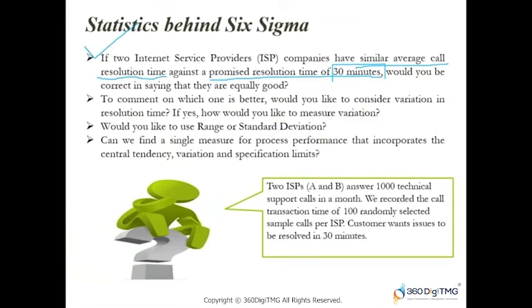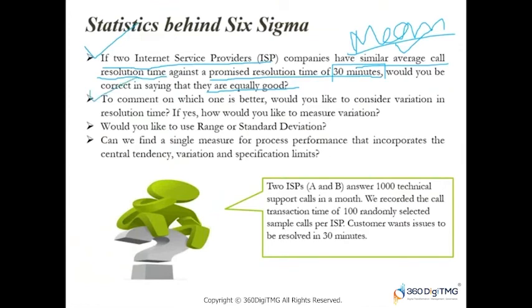Now, when you have taken the average, you have seen that both of these internet service providers on average have the same resolution time. Would you be correct in saying that they are equally good? Yes or no? The answer is no. You should not just stop at mean. Mean is a central tendency as discussed in the previous slides. Not just that, you also have to look into the measures of dispersion, variation.